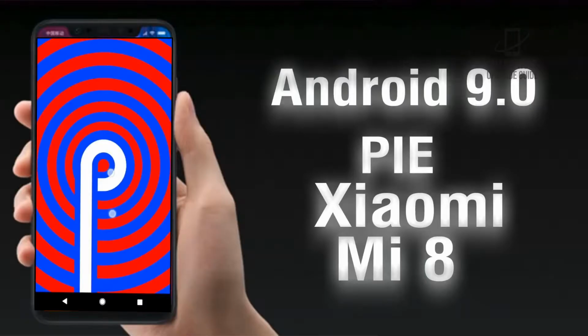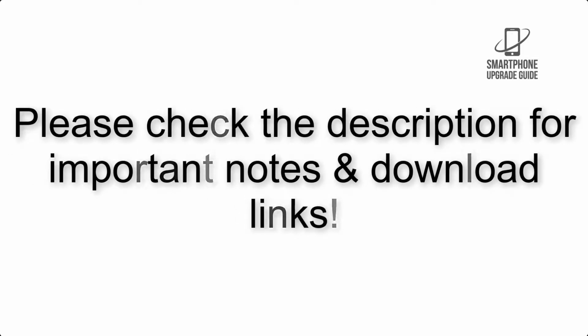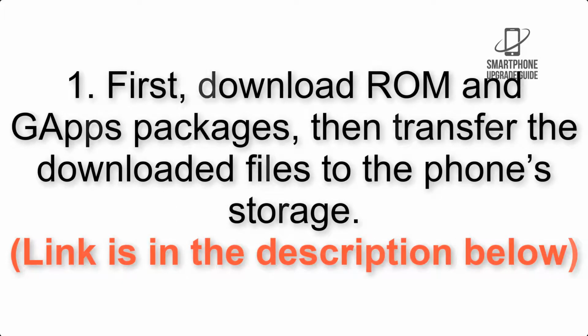Install Android 9.0 Pie on Xiaomi Mi 8 via Resurrection Remix. Please check the description for important notes and all the download links. First, download the ROM and GApps packages, then transfer the downloaded files to the phone storage. Link is in the description below.